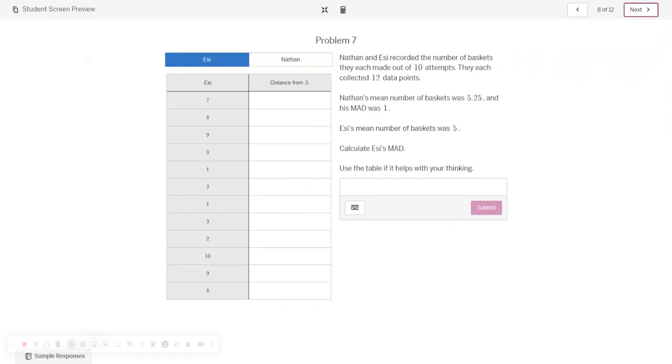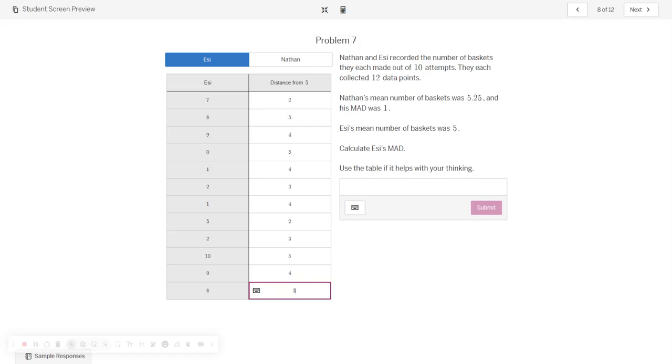Wow, that's a lot of numbers. Distance from 5, that's 2 from 5. That's 3 from 5. That's 4 from 5. 0 is 5 from 5. 4 from 5. 3 from 5. 4 from 5. 2 from 5. 3 from 5. 5 from 5, 4 from 5, and 3 from 5. Wow. Calculate the MAD. I've got to add all these up and then divide by 12.